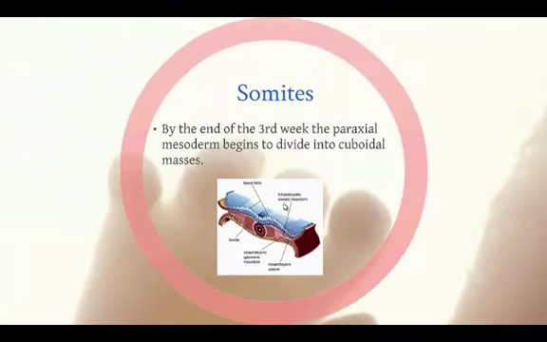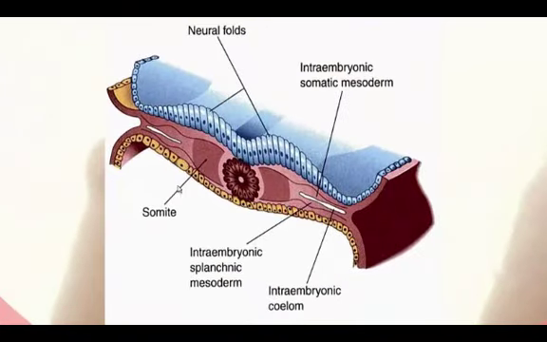By the end of the 3rd week, the paraxial mesoderm begins to divide into cuboidal masses that are called the somites. The first pair of somites appear by the end of the 3rd week in the future occipital region. Hence, it develops craniocaudally, meaning from head to toe. Now, prominent somites during the 4th and 5th weeks are considered one of the criteria for determining an embryo's age.